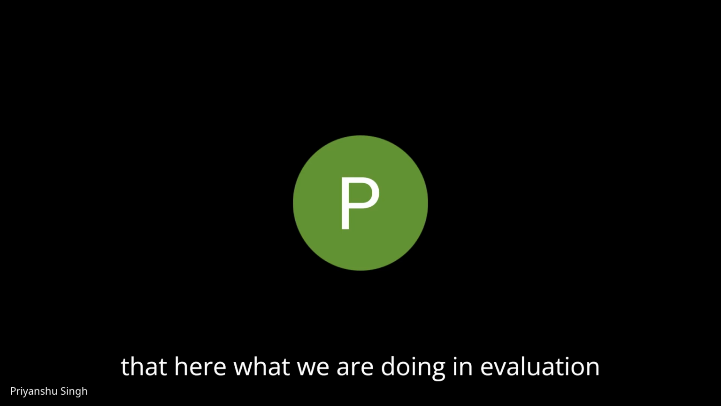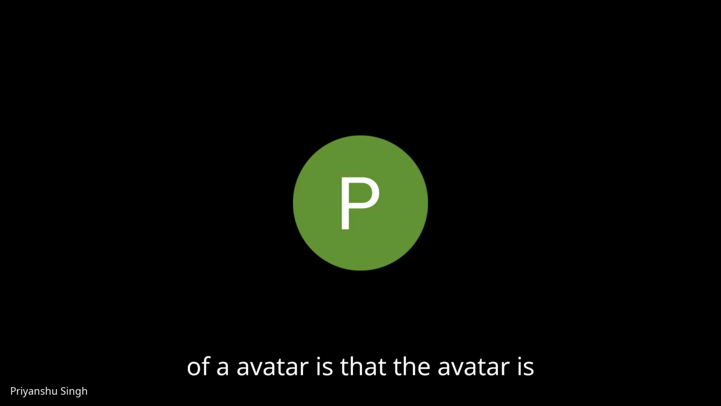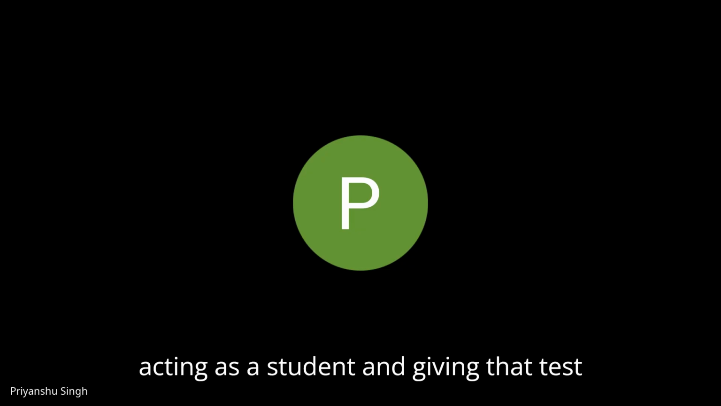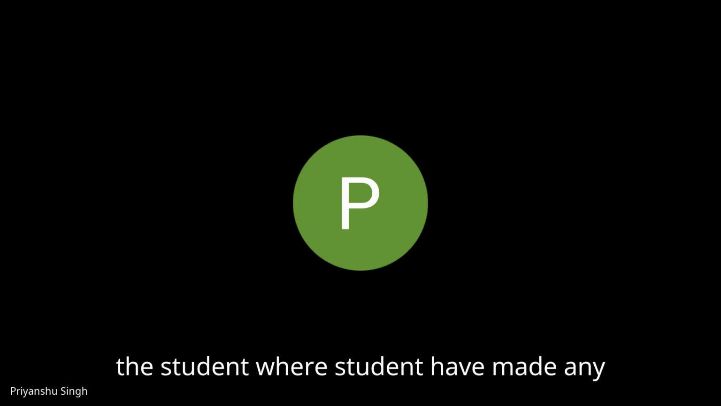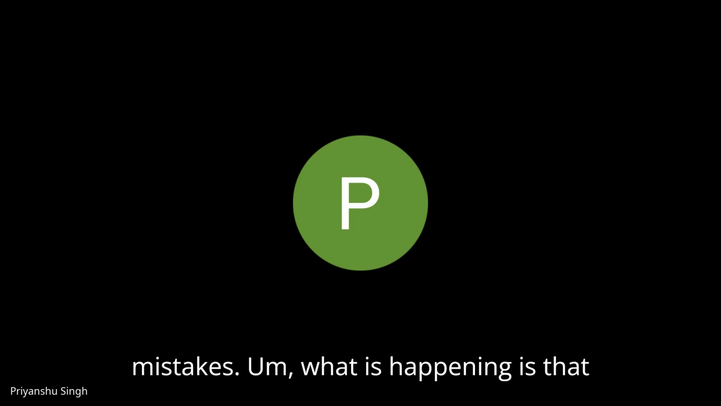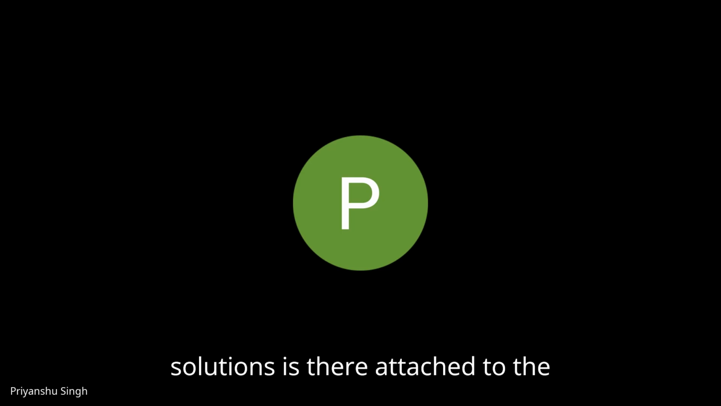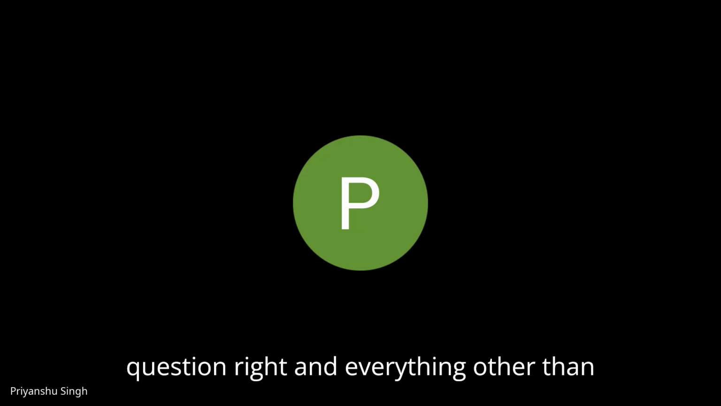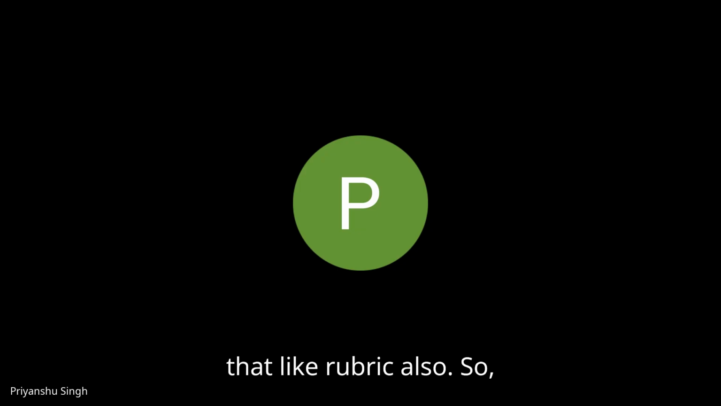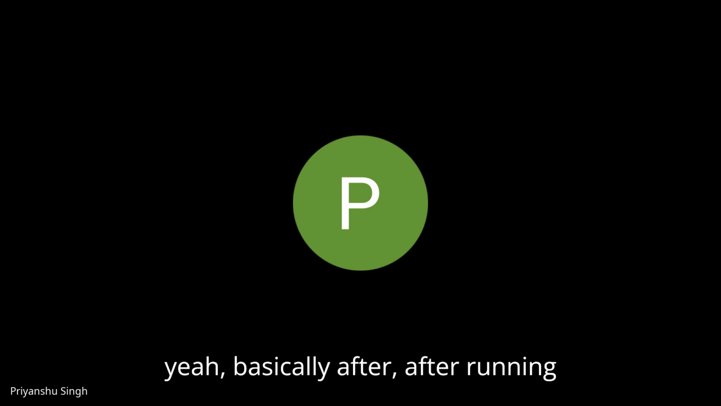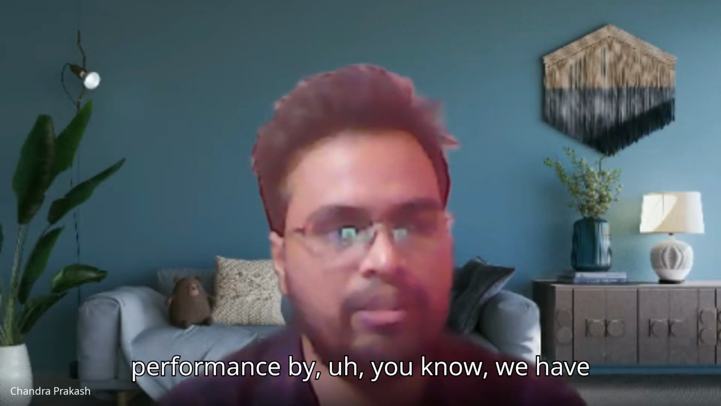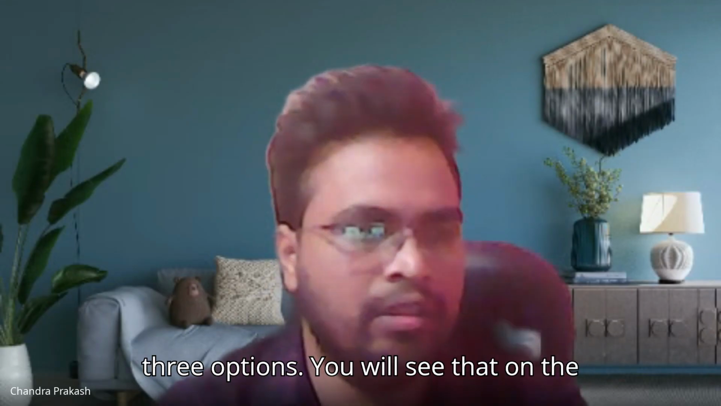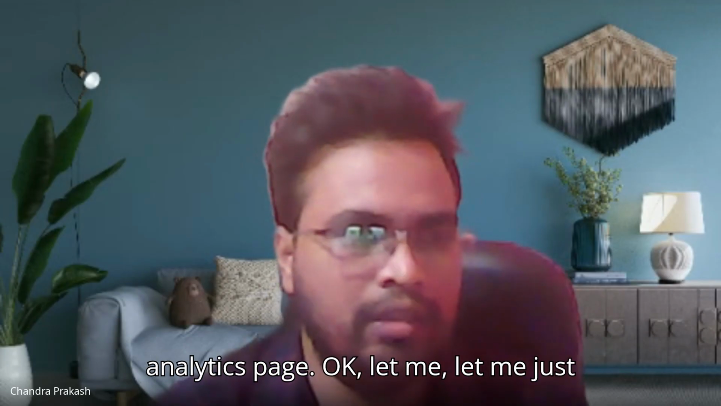Here, what we are doing in evaluation of the AI avatar is that the avatar is acting as a student and giving that test. But while reviewing a test along with the student where the student has made mistakes, they have a better context because the solution is attached to the question, and everything other than that, like the rubric also. So basically, after running evaluation, we can improve its performance. We have three options. You will see that on the analytics page.